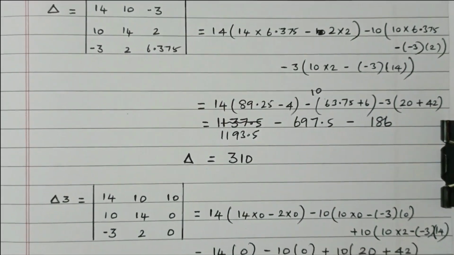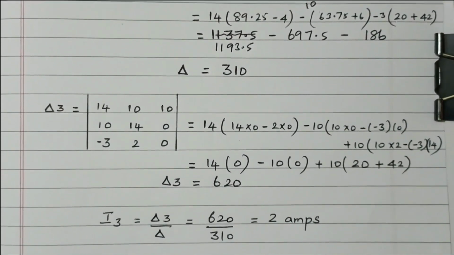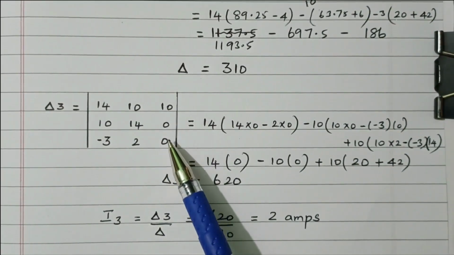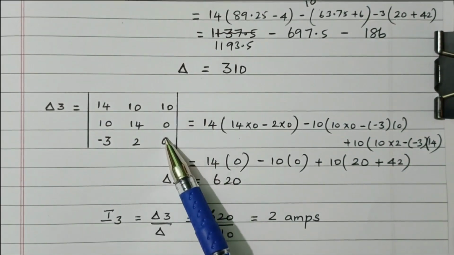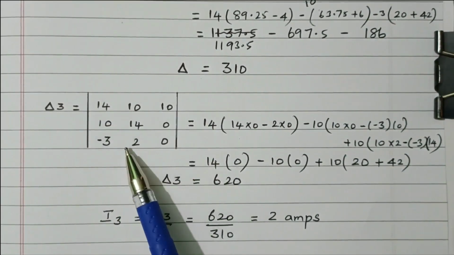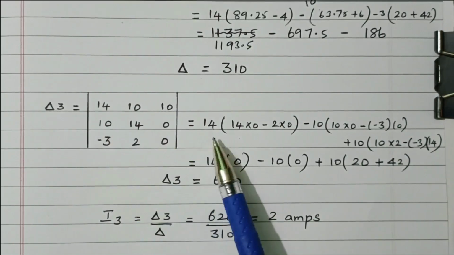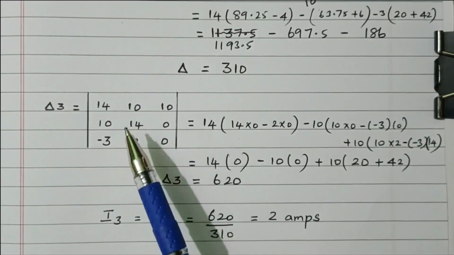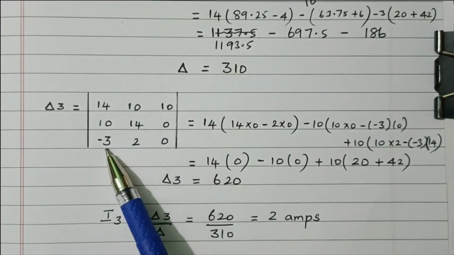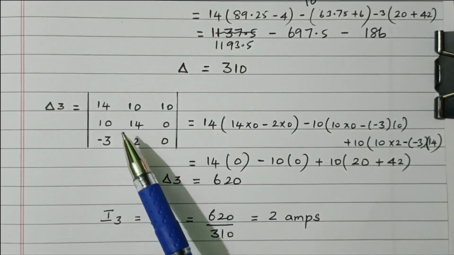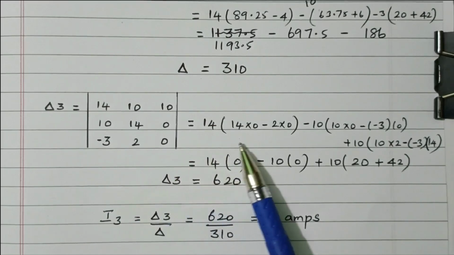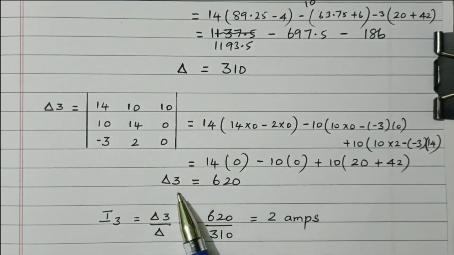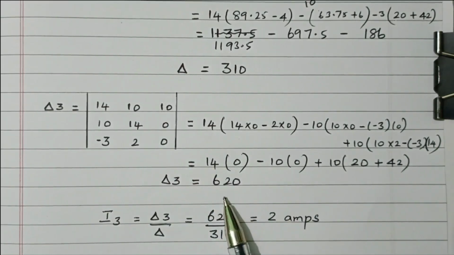Now we'll go to delta 3, because we need only the I3 value. So the third column is replaced by the voltage matrix 10, 0, 0, right? If we replace the third column with the voltage matrix, it will give delta 3. Now we need to find the determinant value. 14 into (0 minus 0 into 2), then minus 10 into (10 into 0 minus 0 into minus 3), then plus 10 into (10 into 2 minus 14 into minus 3), right? So many zeros are there, we can easily identify. So this delta 3 value is 620. After simplification we got 620.